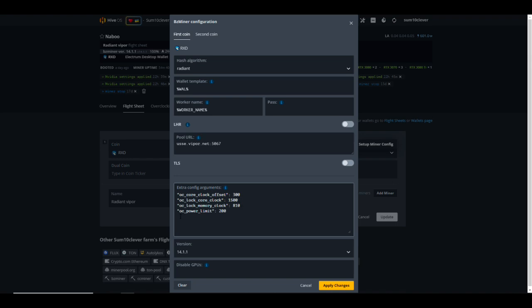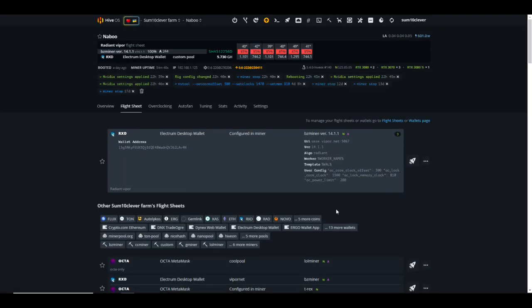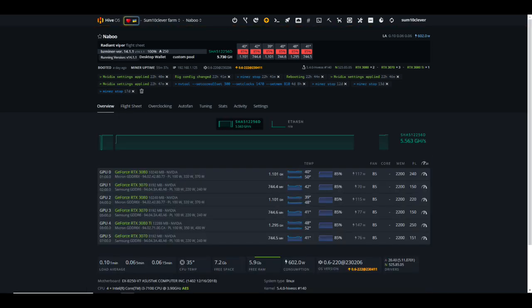By the way, we are setting the power limits within the extra config arguments, and I cannot stress to you enough how important it is that you set your power limits in the extra config arguments when using BzMiner. There is a bug, and he is aware of it. We're not exactly sure what causes it, but what happened not too long ago was I changed everything over to RXD and went to bed that night, woke up the next morning, went out of town, and didn't check on the rigs until about 5 o'clock that evening. And it was actually this particular rig, Naboo.